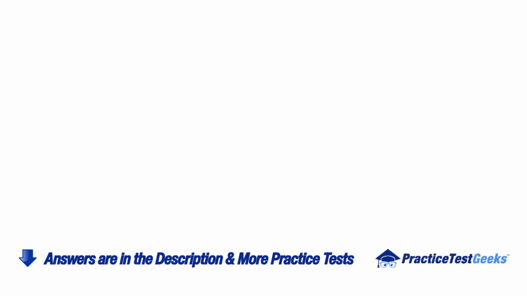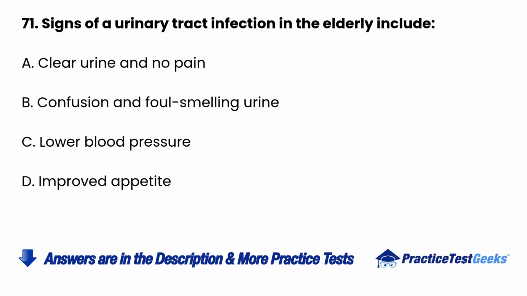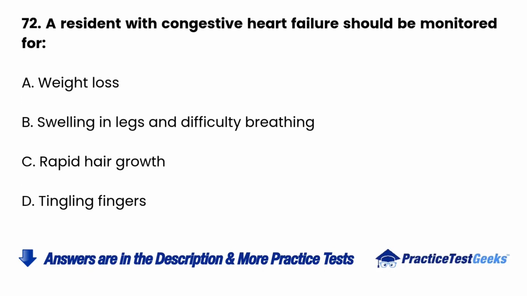Ask another GNA. 71. Signs of a urinary tract infection in the elderly include: A. Clear urine and no pain. B. Confusion and foul-smelling urine. C. Lower blood pressure. D. Improved appetite. 72. A resident with congestive heart failure should be monitored for: A. Weight loss. B. Swelling in legs and difficulty breathing. C. Rapid hair growth. D. Tingling fingers.